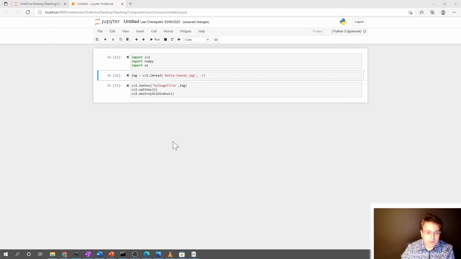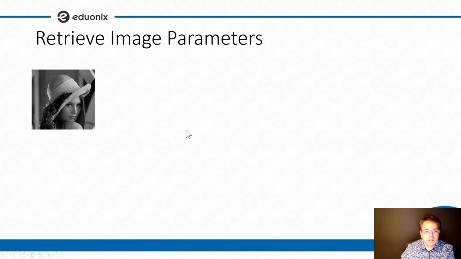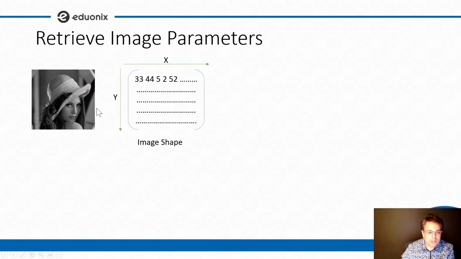Coming back to our discussion, one last thing that I want to touch in this subsection before we move on is how do we retrieve image parameters? So given an image like this one, it has different parameters. One could be just the shape of the image, right? How many X pixels does it have? How many Y pixels does it have? Which basically, what's the shape? How does the image look as a rectangle?